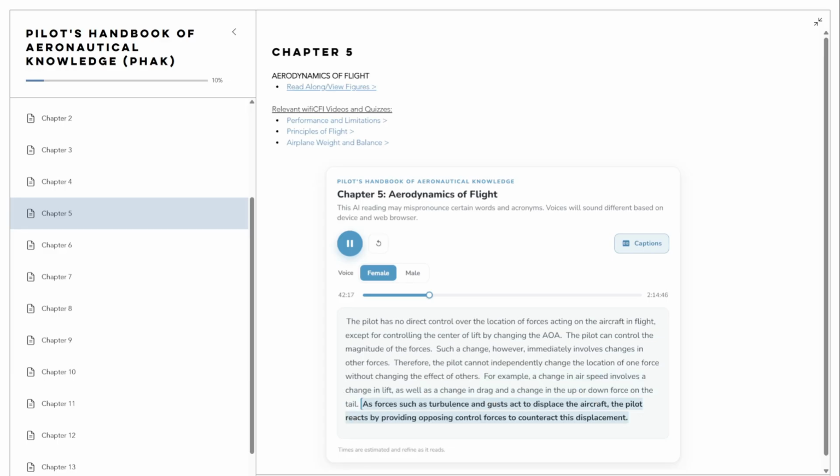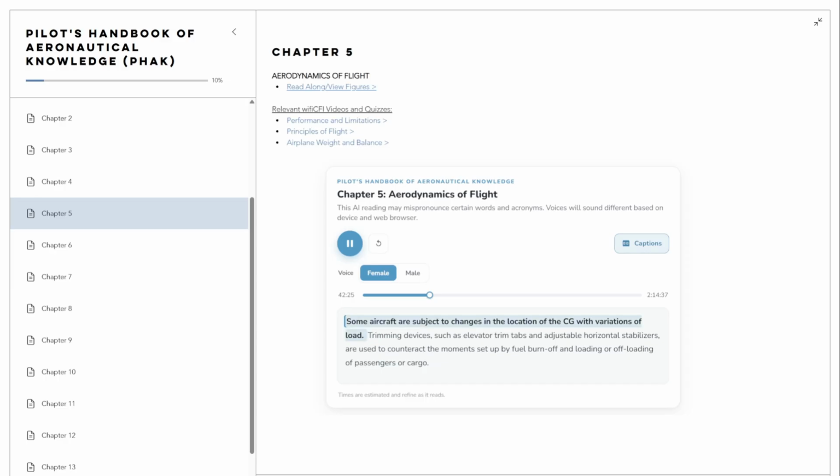As forces such as turbulence and gusts act to displace the aircraft, the pilot reacts by providing opposing control forces to counteract this displacement. Some aircraft are subject to changes in the location of the CG with variations of load. Trimming devices, such as elevator trim tabs and adjustable horizontal stabilizers, are used to counteract the moments set up by fuel burn-off and loading or offloading of passengers or cargo.